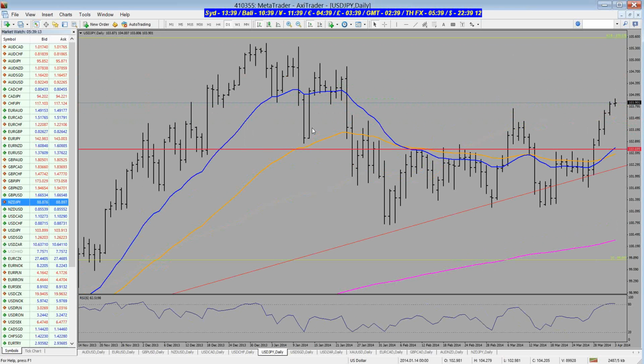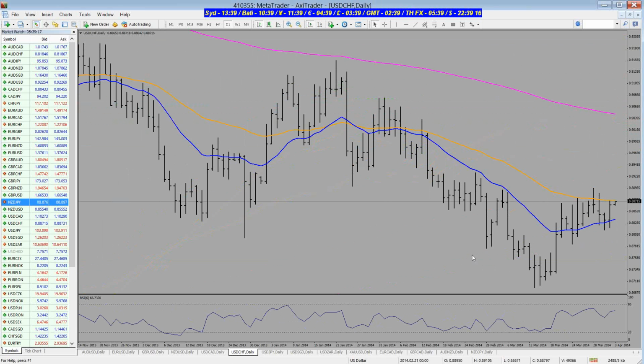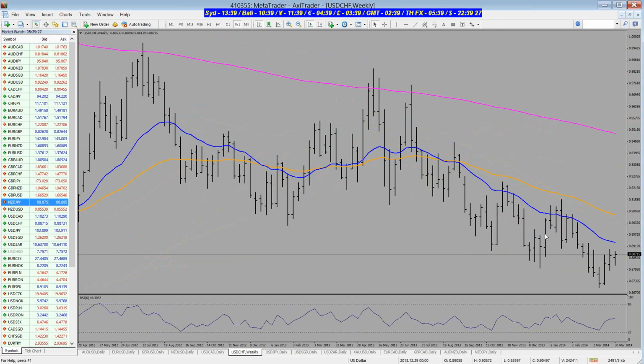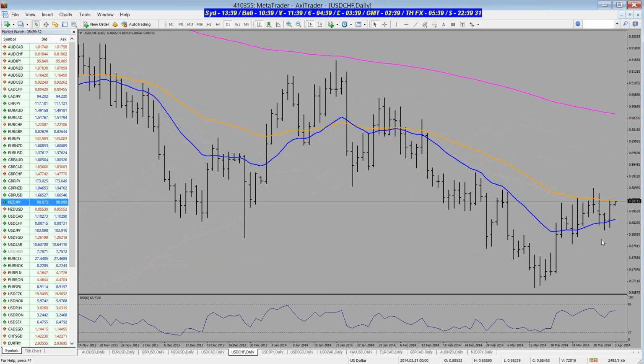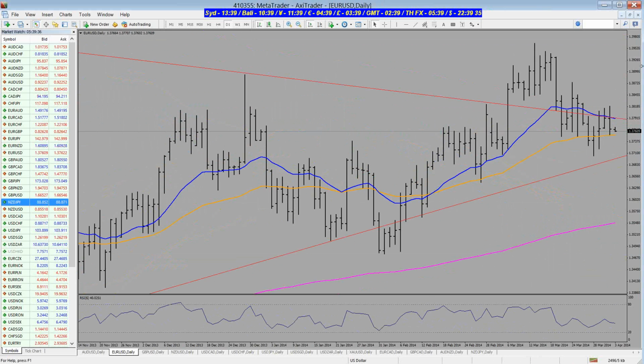What is your view on the Swissy? My view on the Swissy is similar to the Euro. I'm not liking this price action. It's been in a nice downtrend, but it's just shitty at the moment, and I'm waiting for the Euro to give me a better entry than what it is, and I'm just being patient there.